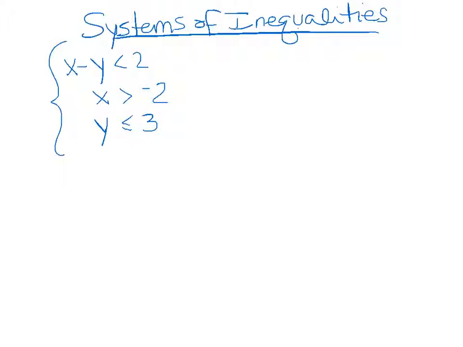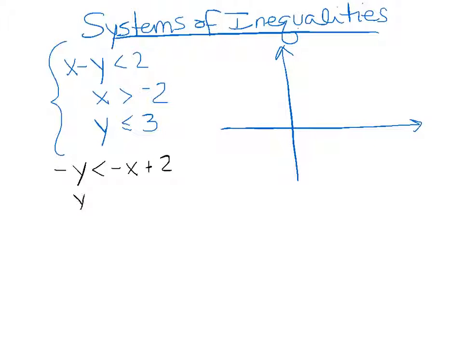So let's go ahead and on the same coordinate plane, graph all three of these, in this case, equations. Now, the first one, I'm going to have to write it in mx plus b form, so this would be minus y is less than negative x plus 2, or y is greater than x minus 2. Well, that looks really familiar. We've done this, so we know this.